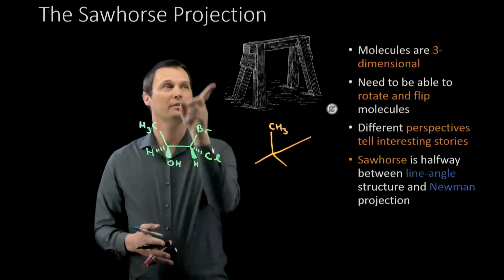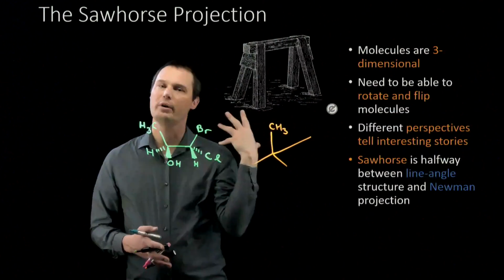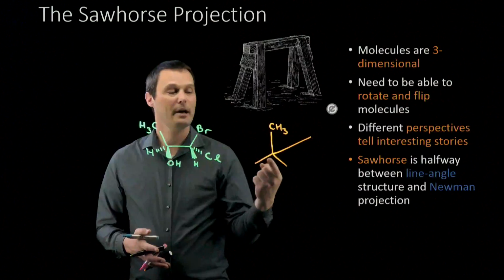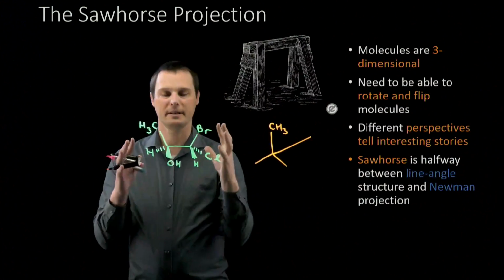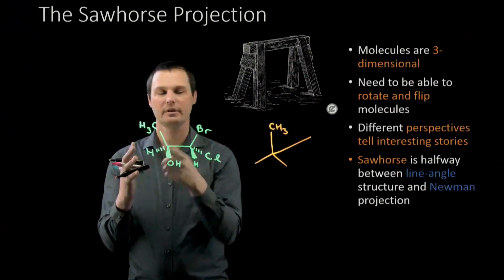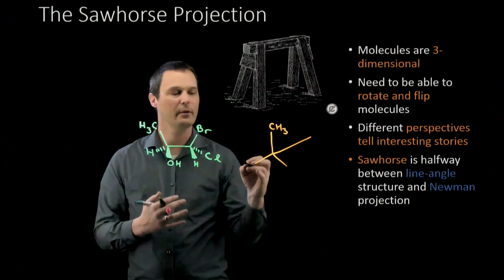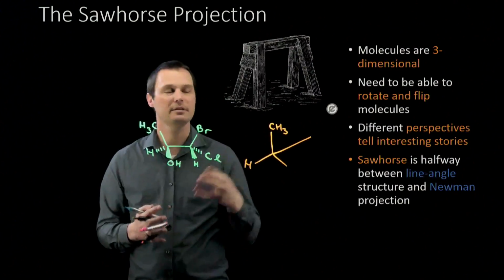In this cartoon drawing of the sawhorse, notice that this plank on the left is kind of pointed away from you as the viewer. Similarly, this bond on the left is going to be pointed away from you as the viewer. As I take this molecule and I start to rotate it towards you, this hydrogen atom will end up on the left side of our new Sawhorse projection and will end up on the stick pointed to the left in the Sawhorse projection.